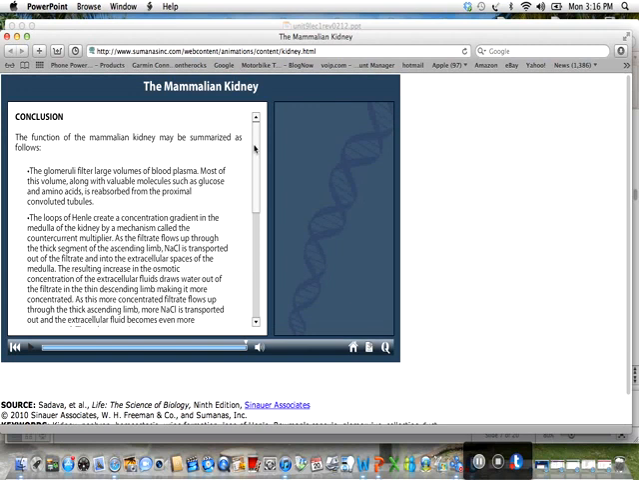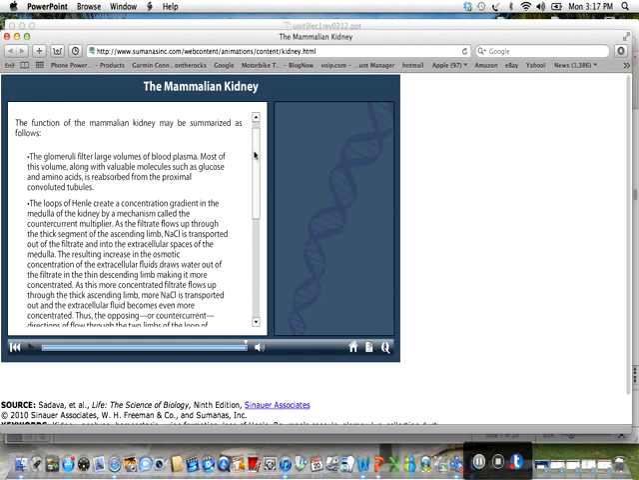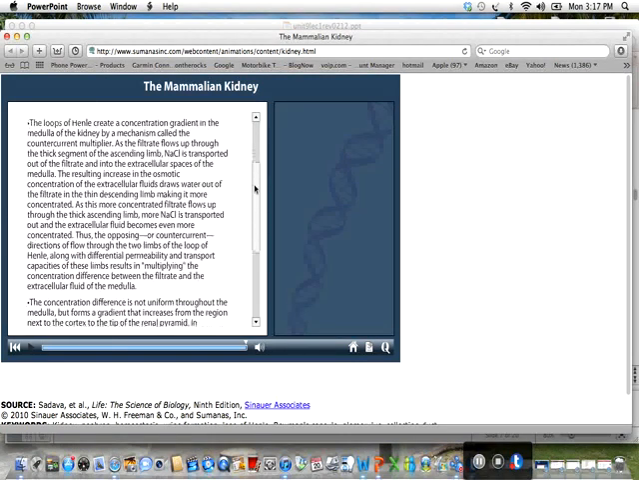The function of the mammalian kidney may be summarized as follows. The glomeruli filter large volumes of blood plasma. Most of this volume, along with valuable molecules such as glucose and amino acids, is reabsorbed from the proximal convoluted tubule. The loops of Henle create a concentration gradient in the medulla of the kidney by a mechanism called the countercurrent multiplier. As the filtrate flows up through the thick segment of the ascending limb, sodium chloride is transported out of the filtrate into the extracellular spaces of the medulla.